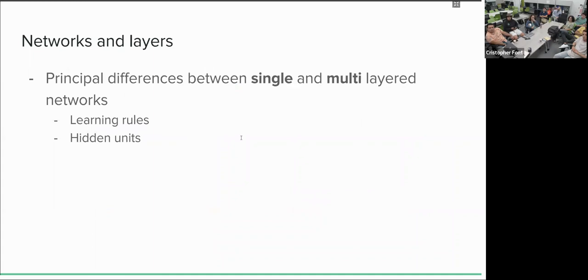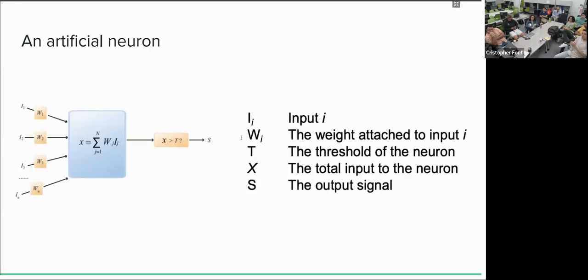So the principal differences between single and multi-layered networks, first off, are the learning rules. The learning rules that we're going to use for single-layer networks do not work for multi-layer networks and vice versa. And multi-layer networks have something called hidden units. We saw a single-layer network here that just has a single layer of inputs and an output. Whereas we're going to see with the multi-layered neural networks, we have a layer of inputs, and then however many layers in between that are going to do some things. For now, they'll just be mysterious, and we'll explain them later.